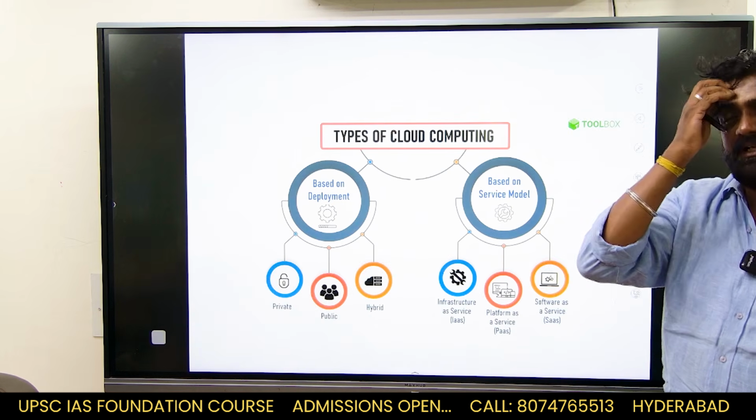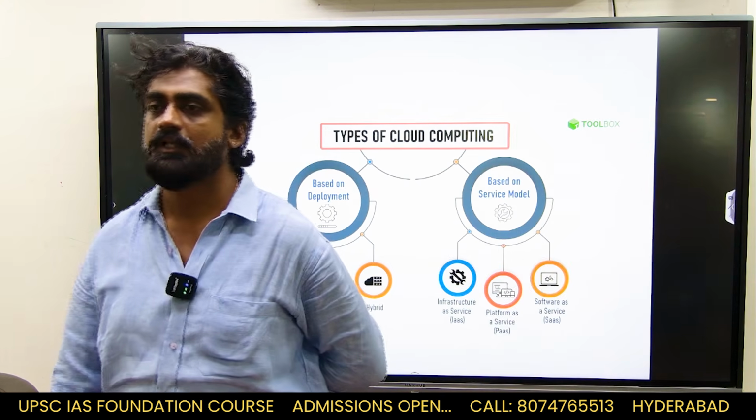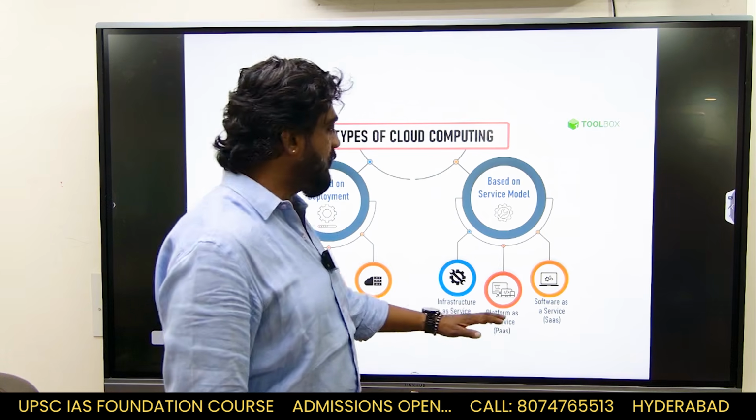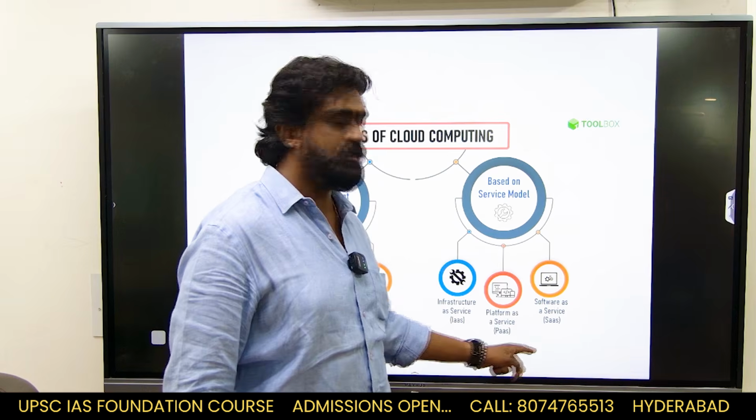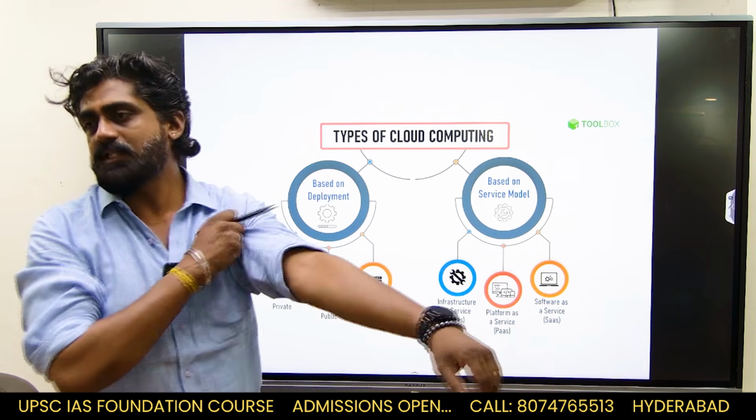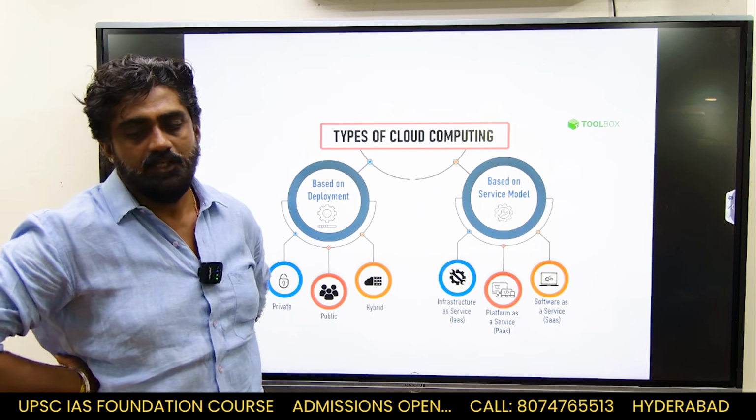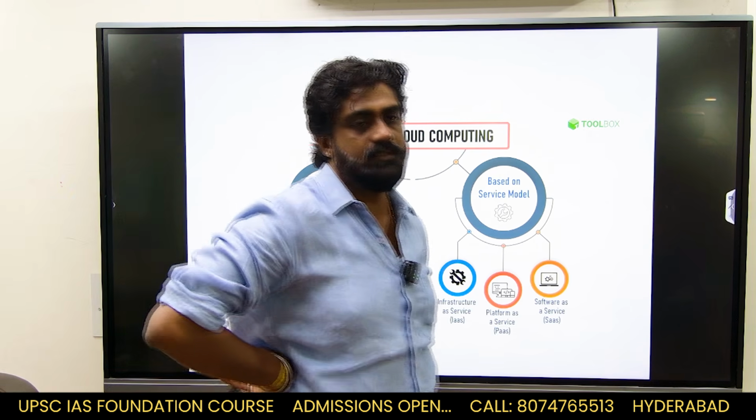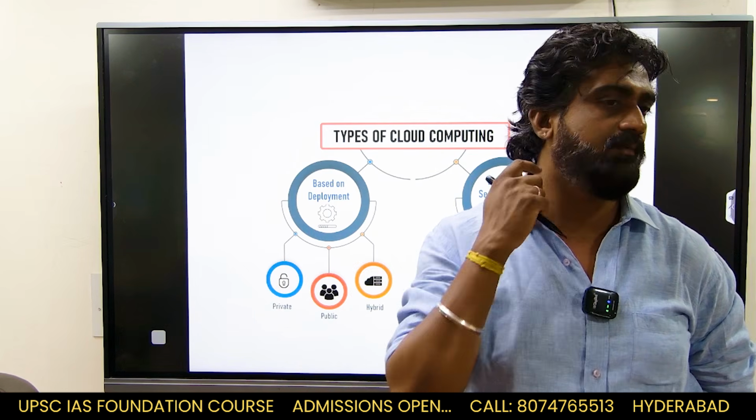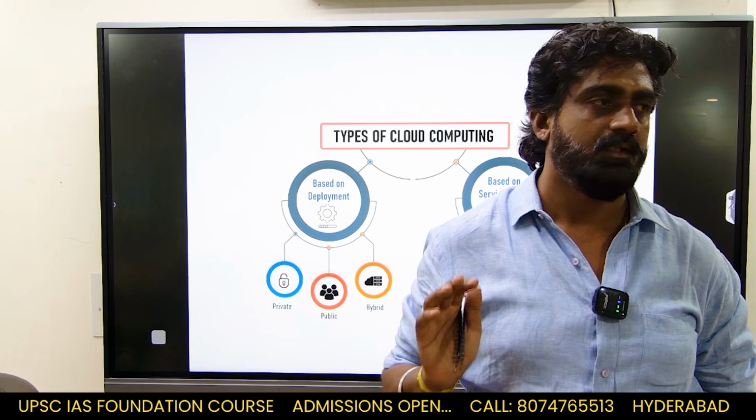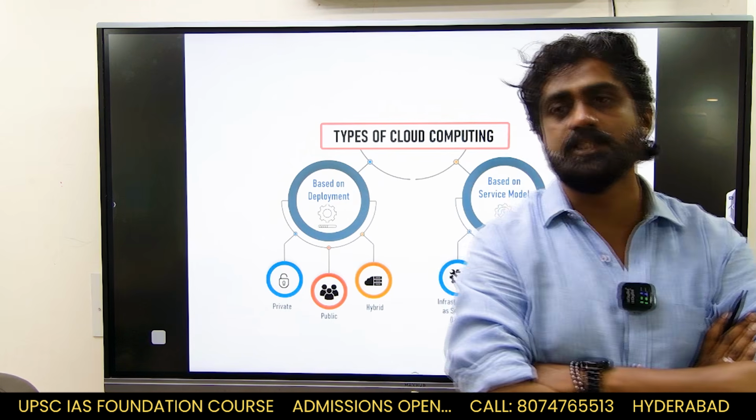Based on the service model, and they asked in UPSC Prelims, there are 3 types: IaaS, PaaS, SaaS. Infrastructure as a service, platform as a service, and software as a service. They have asked in Prelims. I'll simplify this and explain in very simple words. If you go into technical terms, it will be very difficult and confusing. But in simple words, I'll tell you.